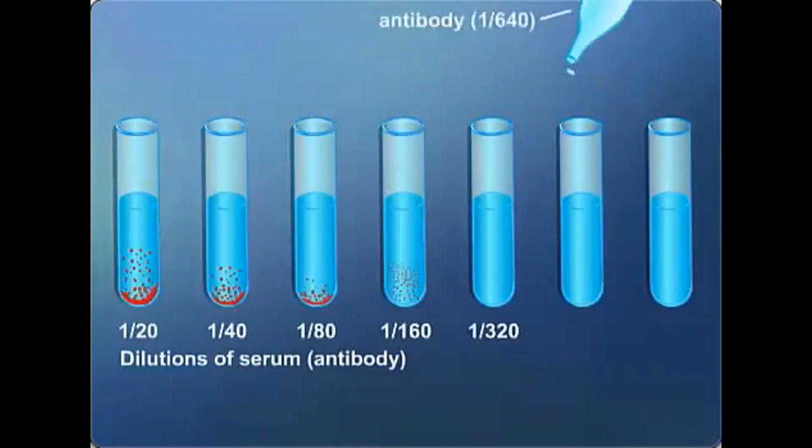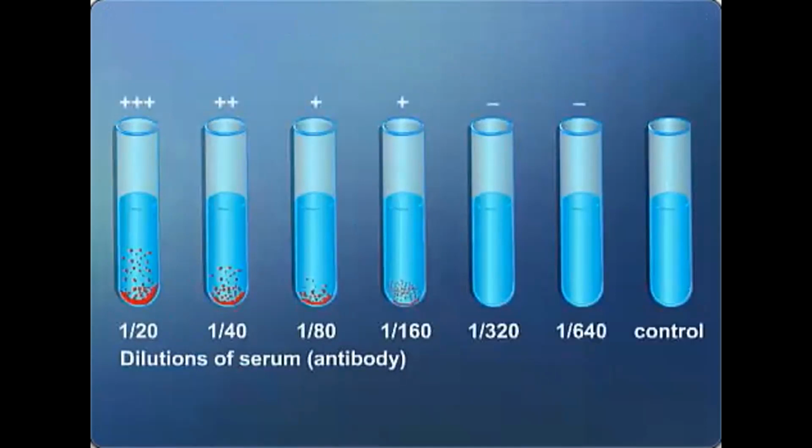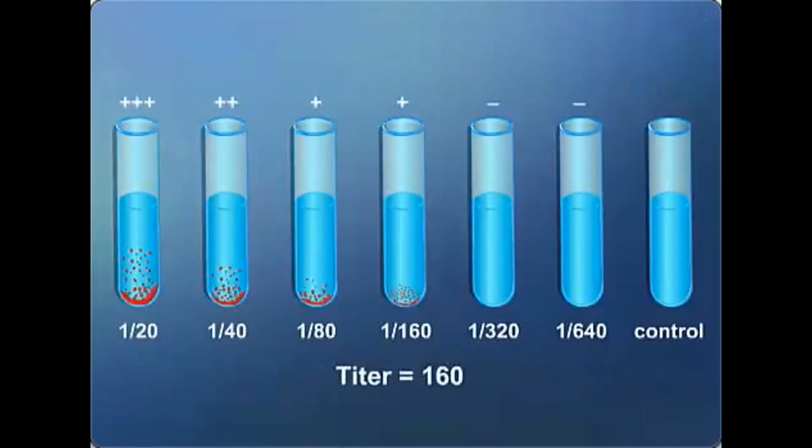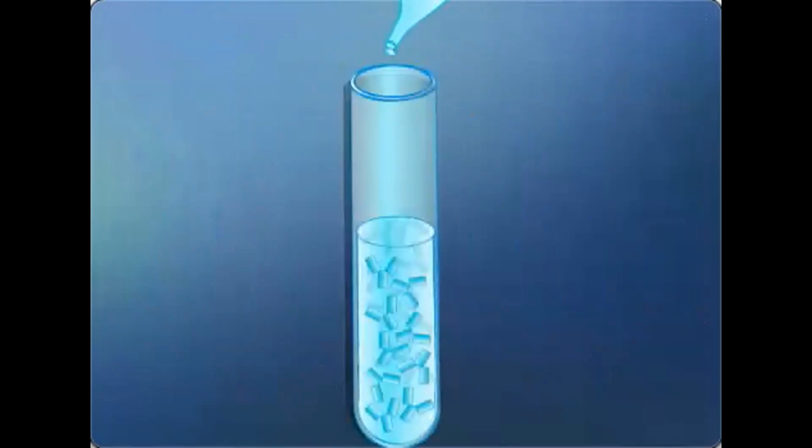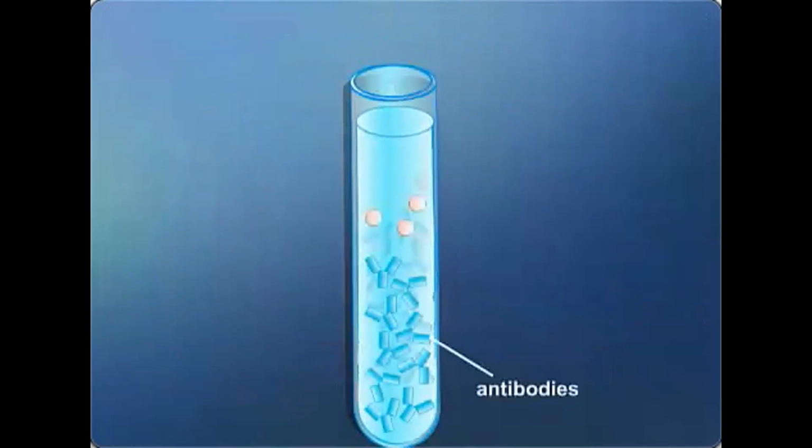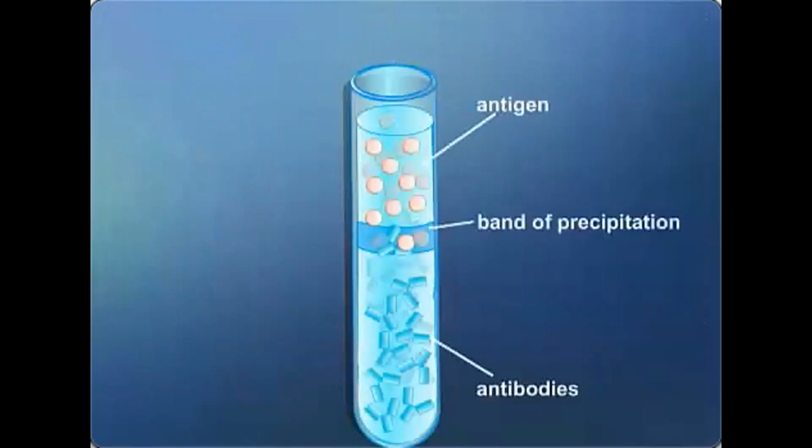The greatest dilution of serum showing agglutination is determined, and the reciprocal of this dilution is termed the antibody titer. When soluble antigens such as proteins react with soluble antibodies, they form a precipitate. If the antigen solution is layered on top of the antibody solution in a test tube, a precipitation ring forms in the area where the two solutions make contact.